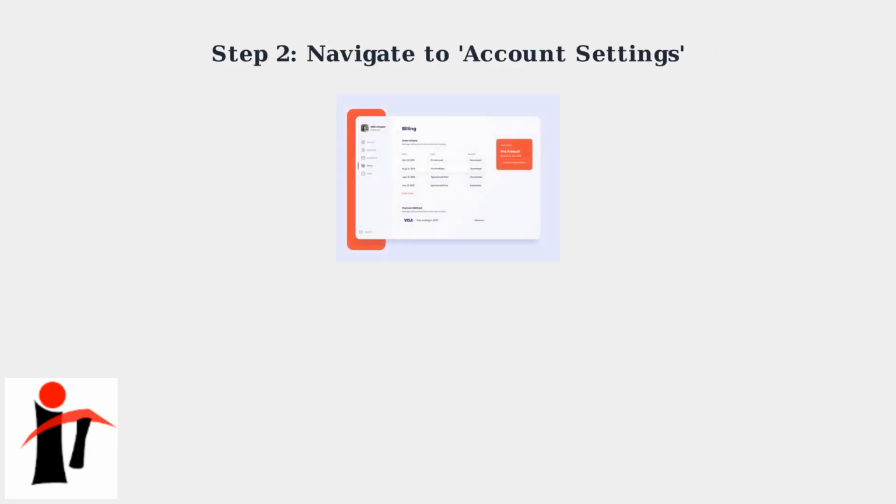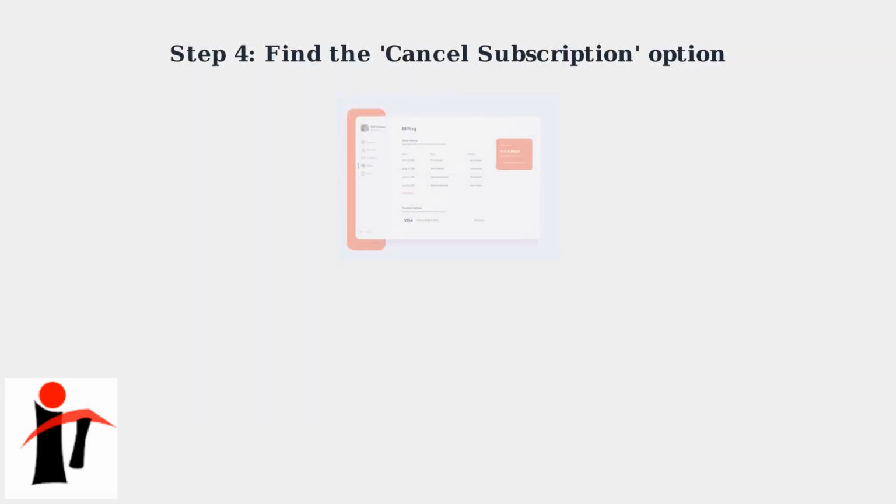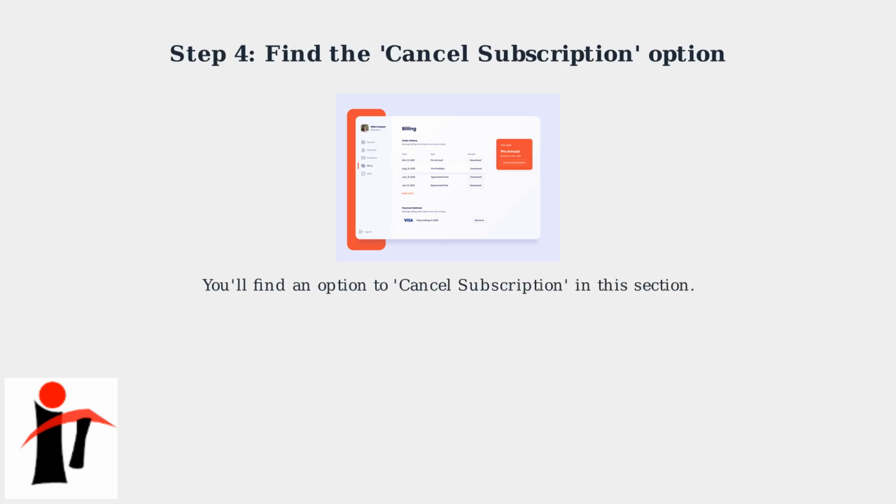First, log in to your DealMachine account using your credentials on the website or app. Next, navigate to Account Settings in the menu. Then, click on Billing and Subscriptions within the settings. You'll find an option to cancel subscription here.